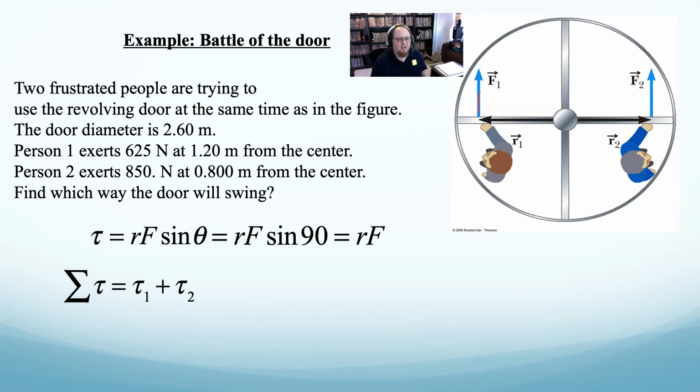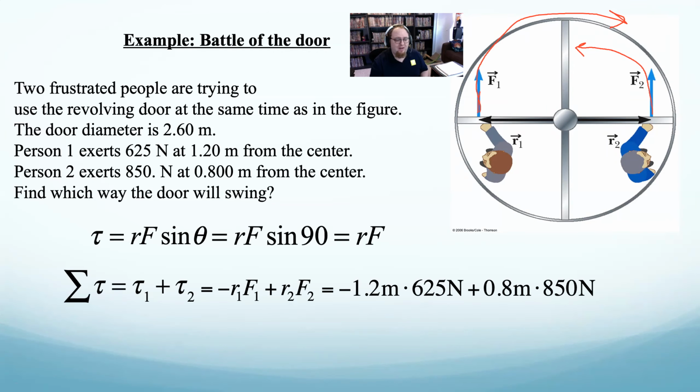Let's try that again. So person one, if they push up, they're going to make it spin this way. Spinning that way, that's a clockwise direction. And so person one is going to be a negative torque. If person two pushes, it's going to spin this way. That's counterclockwise. So person two will be a positive torque. And therefore the net torque will be negative R1 F1 plus R2 F2.